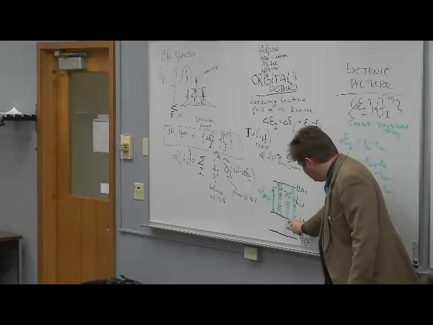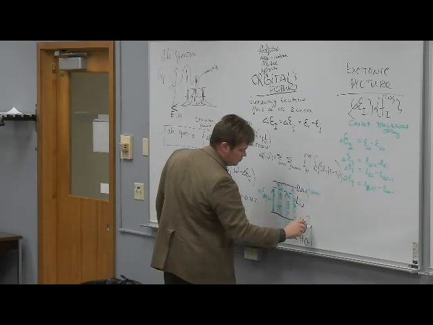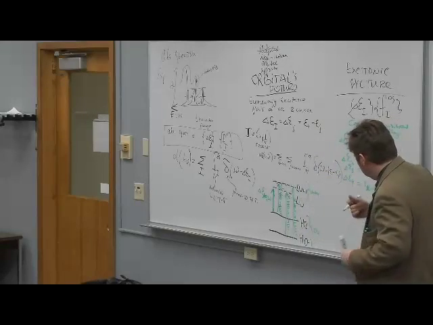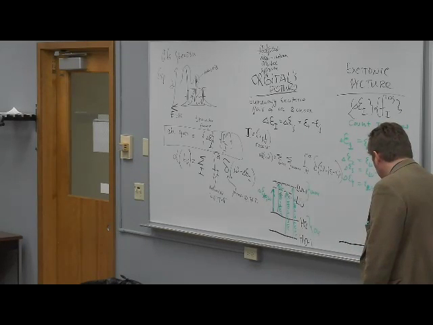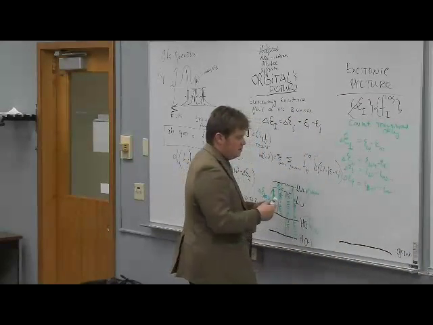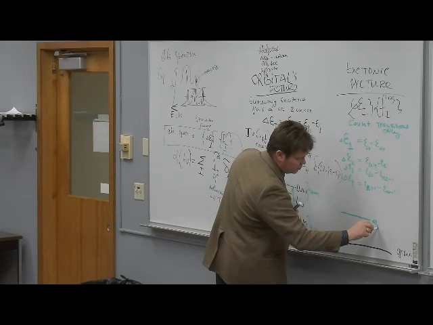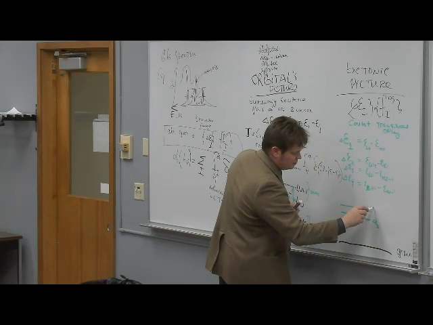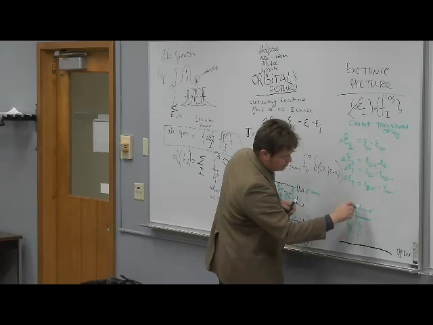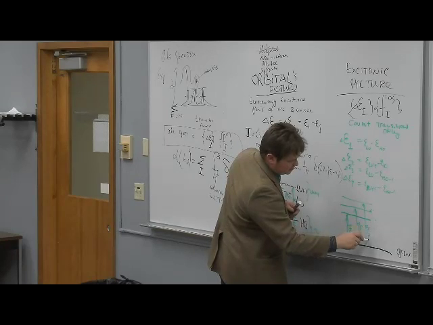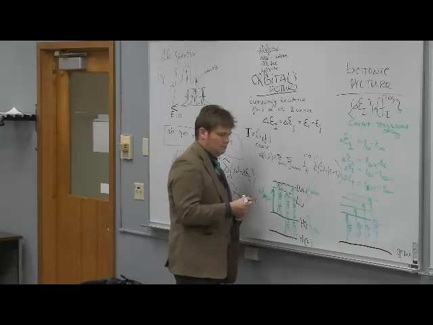And then instead of these arrows from occupied to unoccupied, we can make an equivalent pictorial representation with the ground state, and then a list of the excitations. Excitation number one.